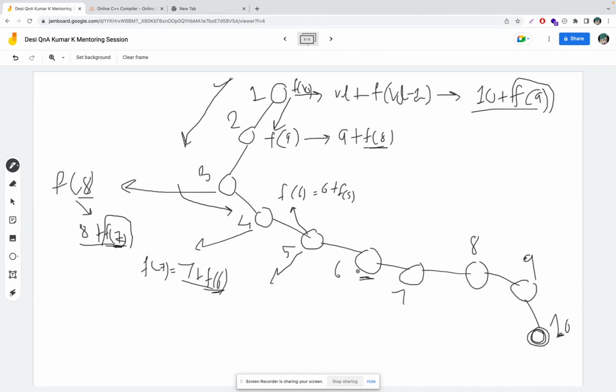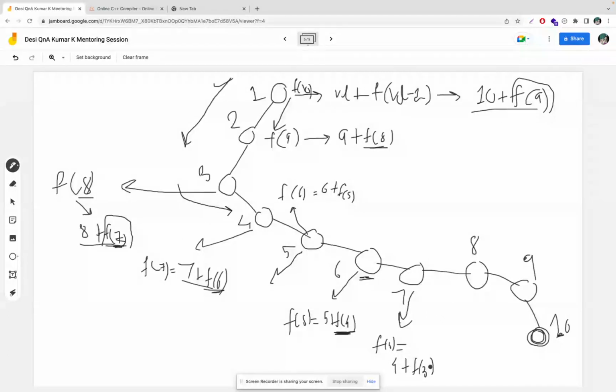So the 6th node is nothing but f of 5. What is the value of f of 5? F of 5 is nothing but 5 plus f of 4. Now we are at the seventh node, we will try to calculate f of 4, because the program doesn't know what f of 4 is. So the value of f of 4 will be 4 plus f of 3.